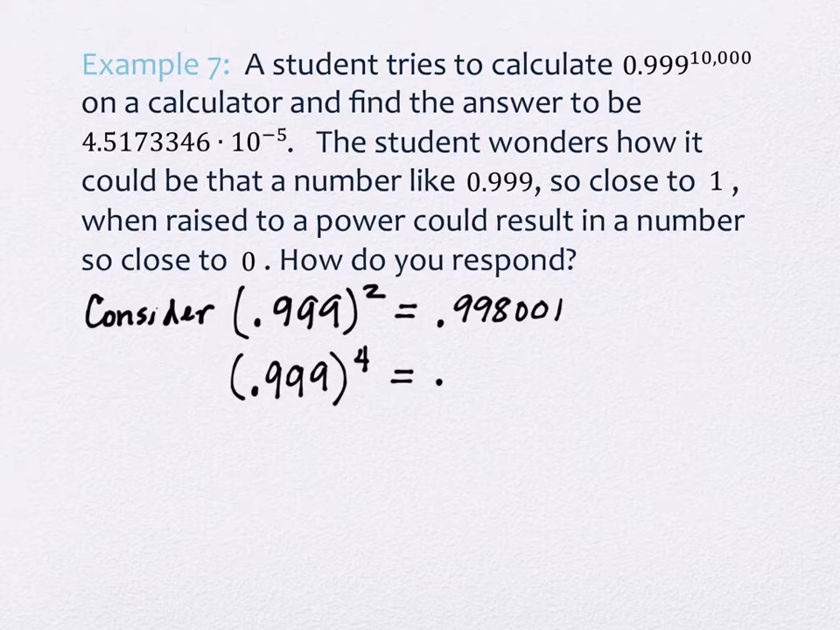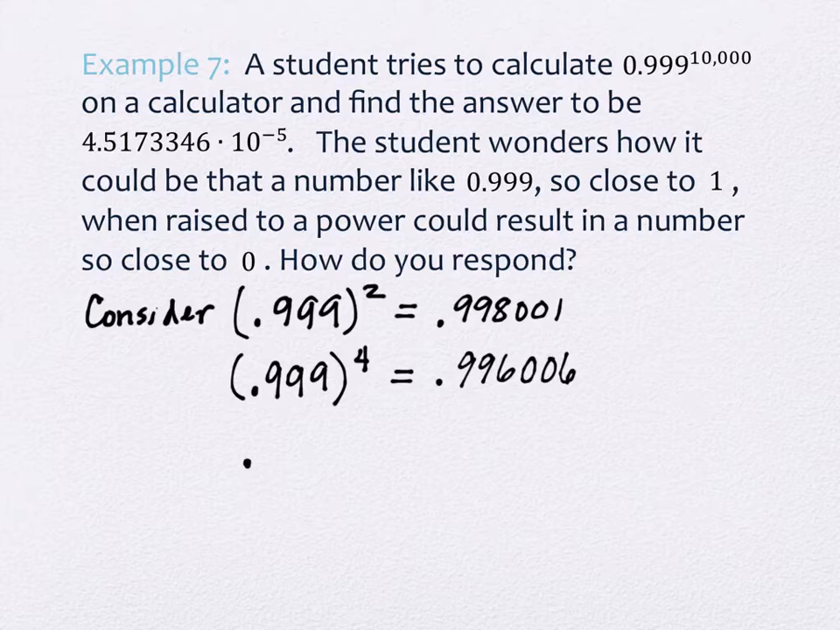What'd you get, Ariel? I got 0.996005996. Okay, so with 6 decimals, it'd be 006. You good with that? I'm sorry, I just stopped at 6. We have to stop somewhere, so I decided 6. Okay, again, it's still almost 1, but it's a little bit smaller than the last calculation that we did.